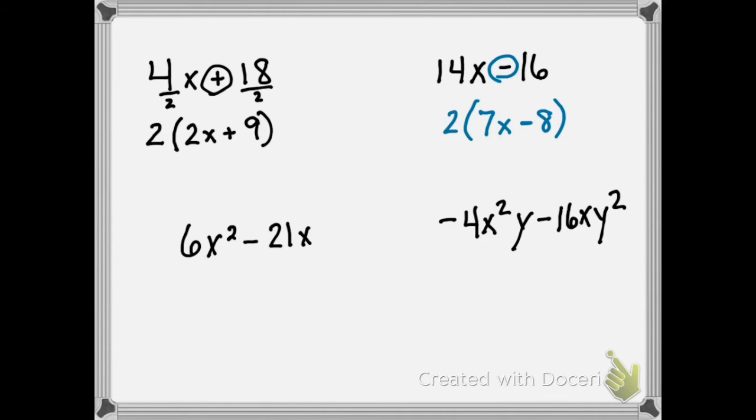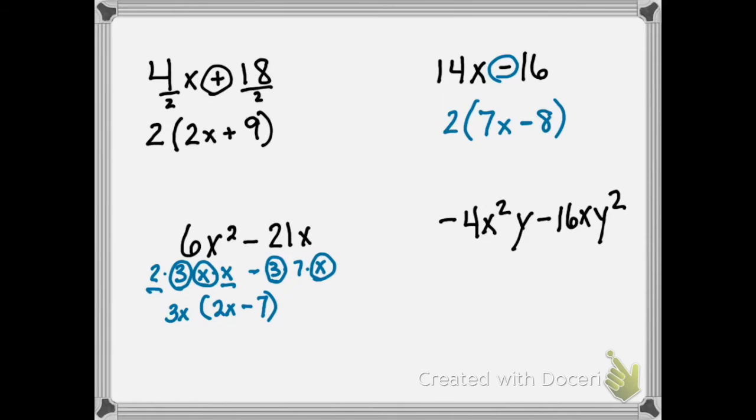6x squared and 21x. Here, if we want to do this a different way, we could say that 6x squared is made up of 2 times 3 times x minus 21x is made up of 3 times 7 times x. Here we have a 3 in common, and we have an x in common. So we have 3x that's in common. What are we left with? We're left with 2x inside minus 7.